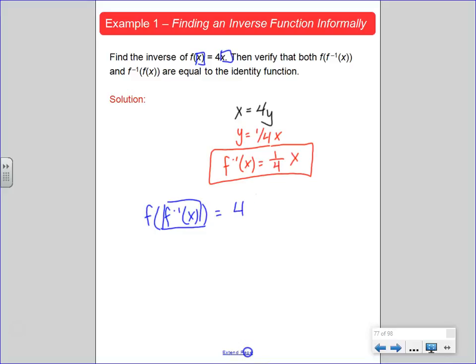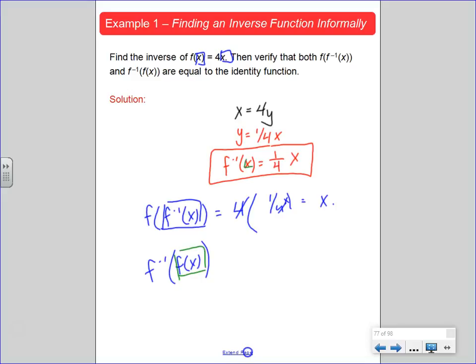So we plug in 4 times 1/4 x. I forgot my x. And what happens? What do I end up with? Good. It's an inverse, at least seemingly so. And how can we be extra super careful? Go the other way also. It should work both ways.